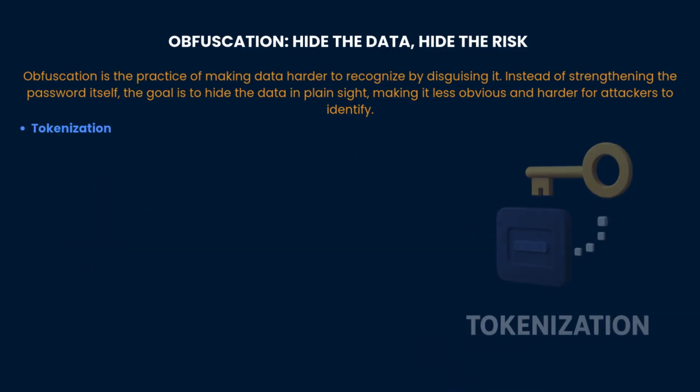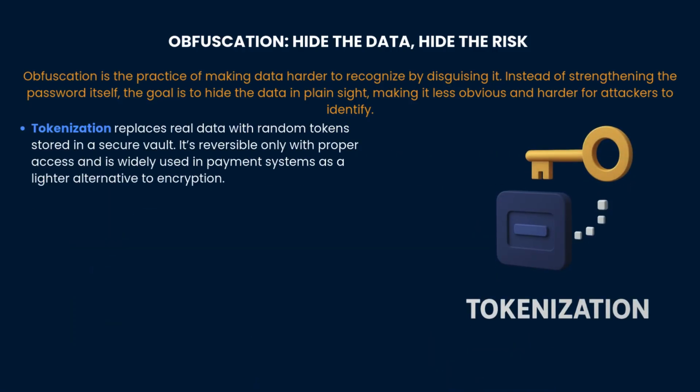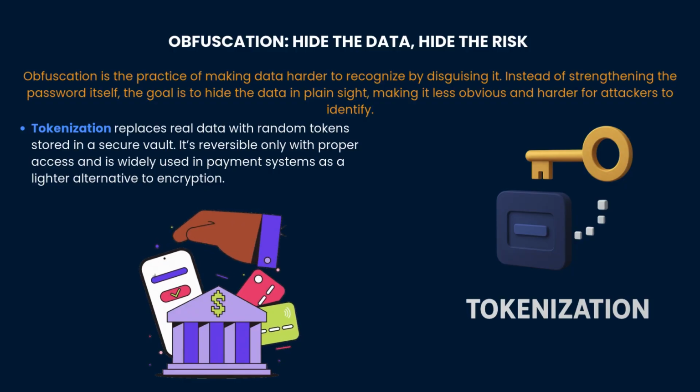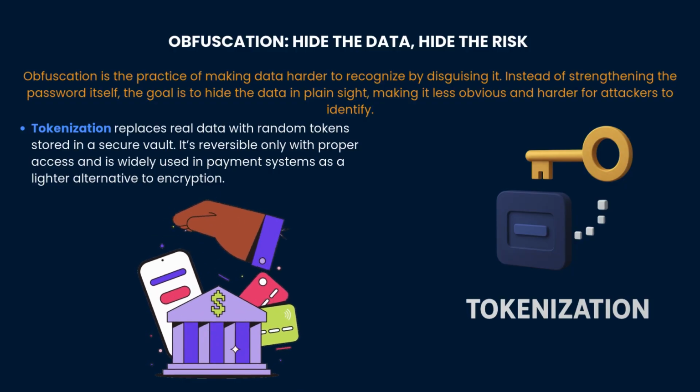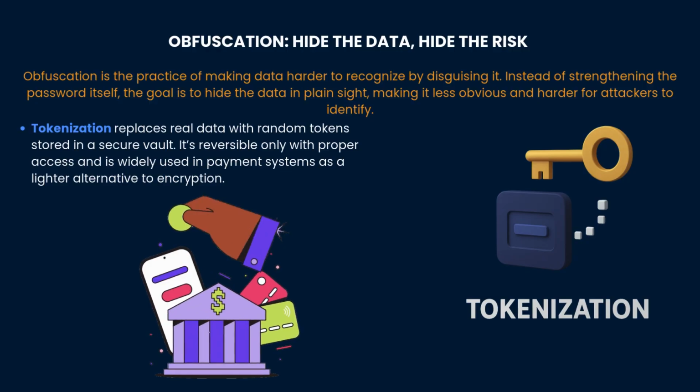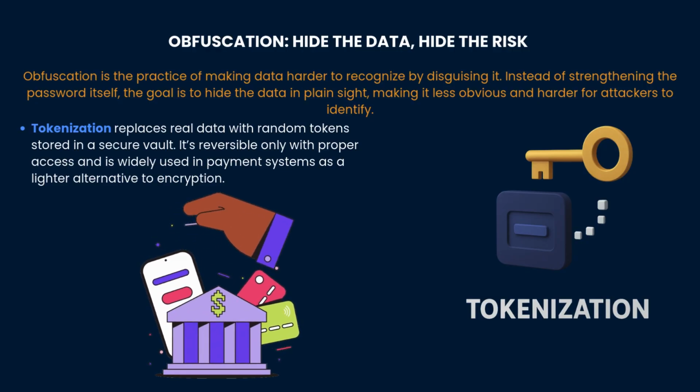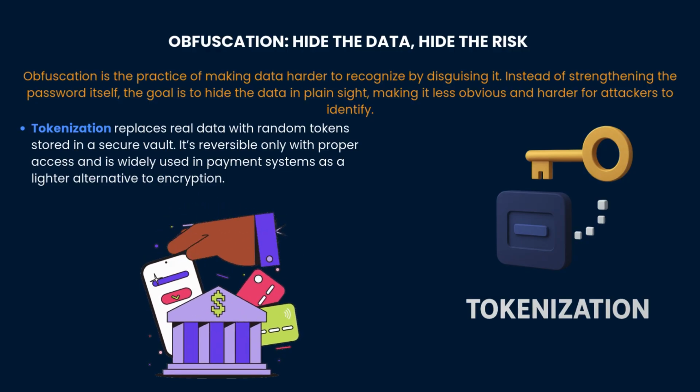And then you have tokenization. This method replaces real data with a random token, like swapping a social security number with a random string. The original data is stored separately in a token vault. This is reversible, but only if you have proper access. Tokenization is often used in payment systems and is a popular alternative to encryption because some regulations treat encrypted data like it's still sensitive, while tokenized data can be considered de-identified.